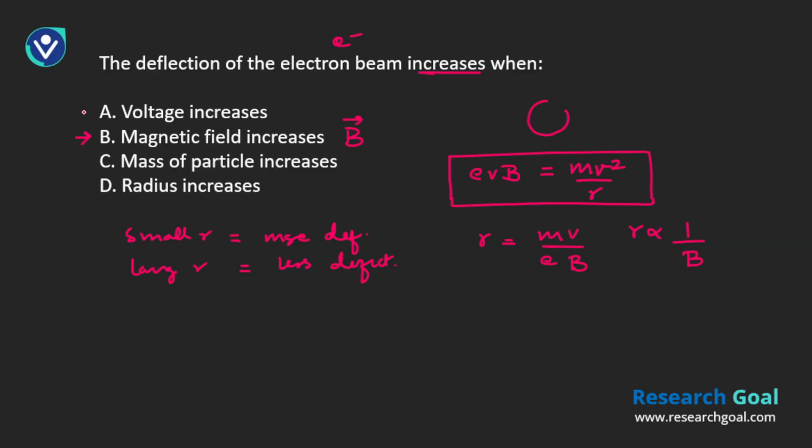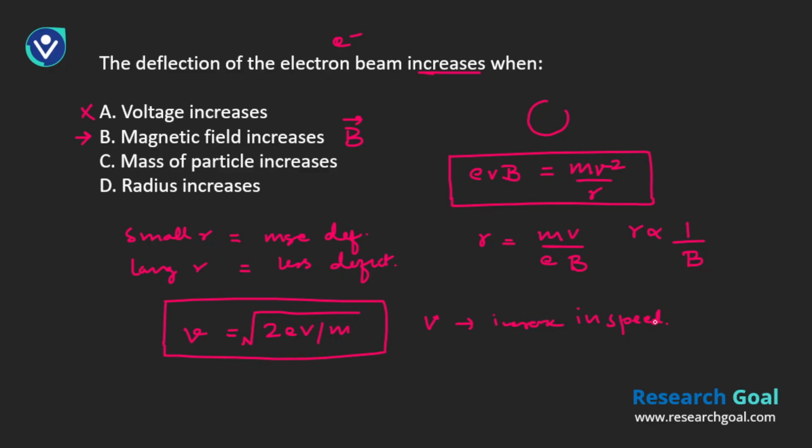Starting with option A, which is voltage increases. So if the voltage is going to increase, what is the impact on deflection, right? So we need to again find the equation for that. If we solve that again, you will get v = √(2eV/m). So voltage is basically related to the velocity. So an increase in voltage is going to cause an increase in speed of the electron, right? So that is going to cause an increase in the radius.